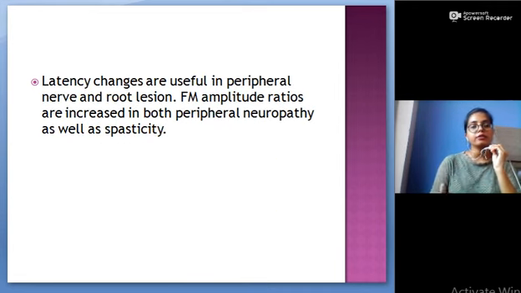The latency is useful in peripheral nerve root lesions. The FM amplitude ratios are increased. The FM amplitude is the amplitude ratio between your F wave and M wave. F wave and M wave amplitude ratios are increased both in peripheral neuropathy as well as in spasticity. So we need to clinically correlate in such conditions.